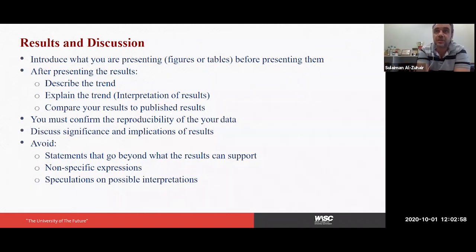And then you compare your results with previous literature. So your results compared to the others: is it higher, is it lower, is it equal, why and how, and so on. You must confirm the reproducibility of the data, I discussed that, and discuss the significance and the implications of those results. Avoid statements that go beyond what the results support, which is what I've just mentioned, the speculations. Avoid non-specific expressions and speculations on possible interpretations.